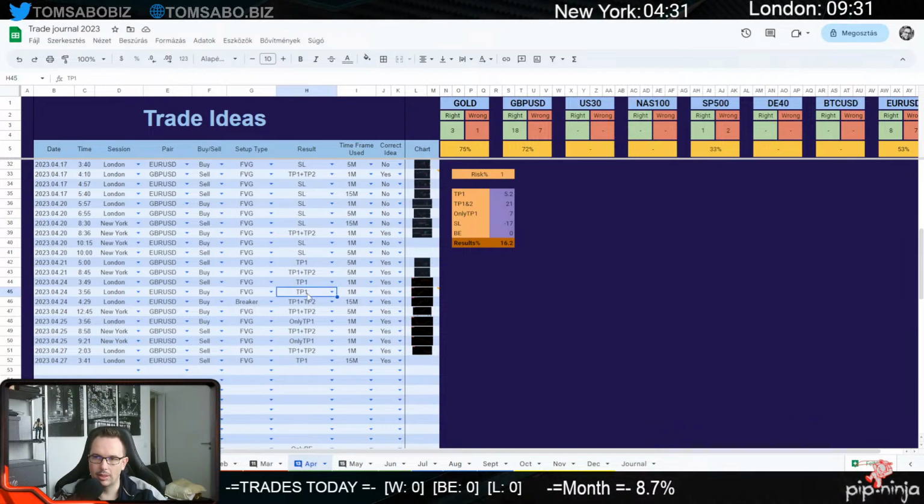This is a win as well. Only TP1 means that I closed everything full profit at 1-to-1. So this was a 1-to-1 trade. That reached TP2. So this was 1 to 1.4, 1 to 1.4, 1 to 1, 1 to 1.4. This was a 1 to 0.65 ish.